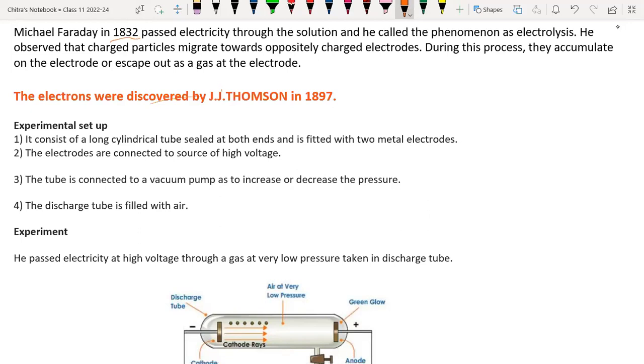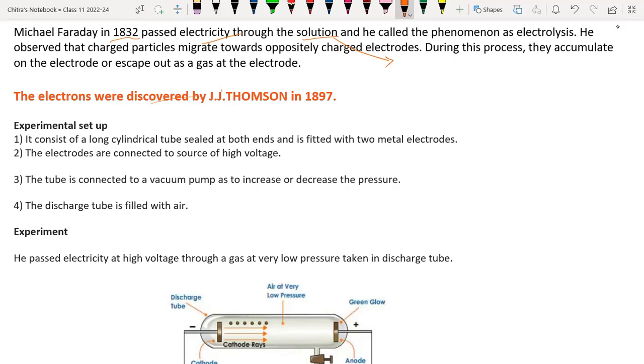Okay, so Michael Faraday, somewhere it is 1830, somewhere it is 1832. They started the experiment in 1830 and completed it in 1832 or so. Somewhere this time is not properly given. Okay, so he passed electricity through a solution. That solution contains ions, positive and negative ions, right?